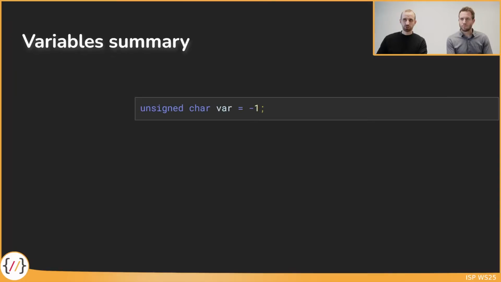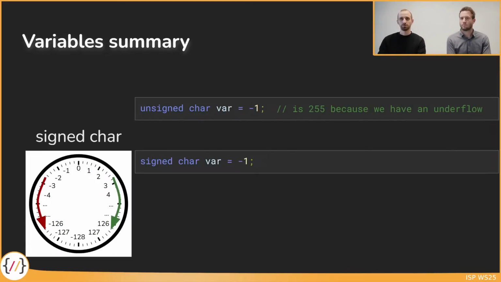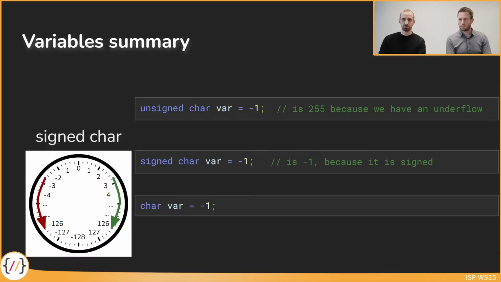So just as a short summary, if we have an unsigned character, call this variable var, and we write -1 inside, the actual value is 255 because the unsigned character cannot store negative values. You have an underflow. If we have signed variables, like a signed character var -1, that's actually -1 because it has a sign minus before.